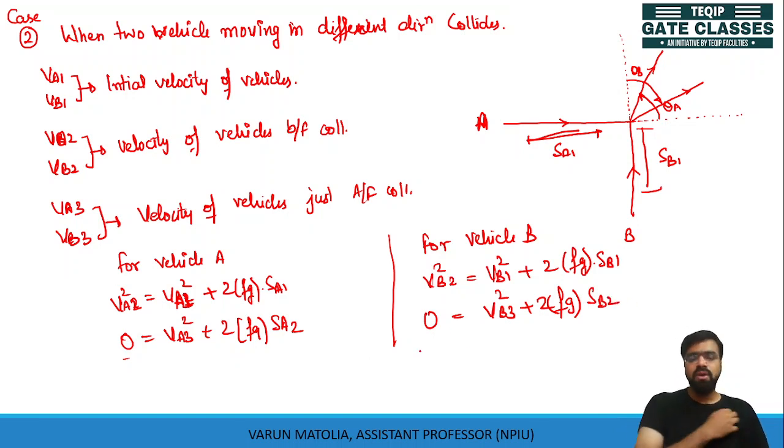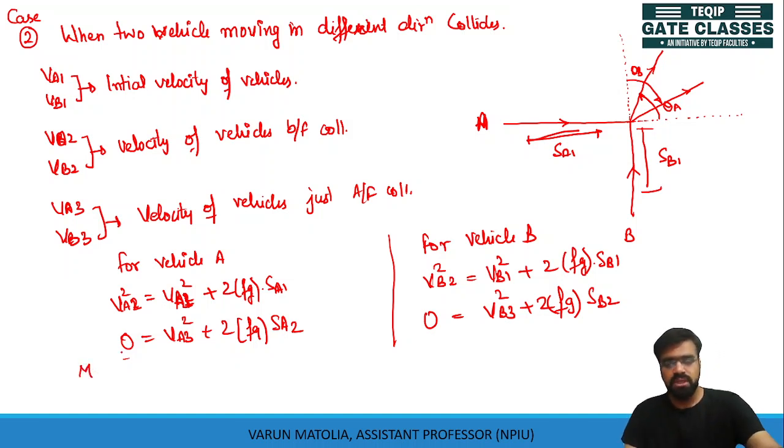Now we have 4 equations, but we have 3 and 3, 6 unknowns. So we need 2 more equations. So let's do it on another slide.